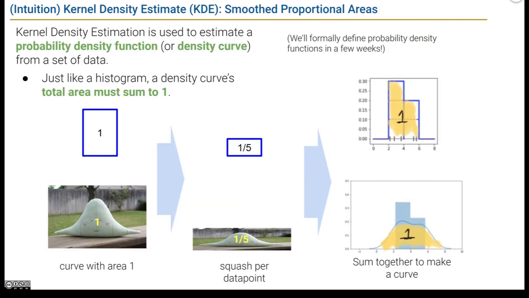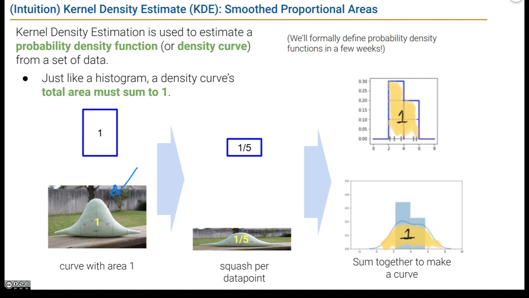Just like a histogram, density curves' total area must sum to 1. And so for each data point that you have, you're going to take a nice bell curve like this, squash it down so it has an area that's proportional here. So my area would be 1/5. And then I'm going to add them together to make a curve.